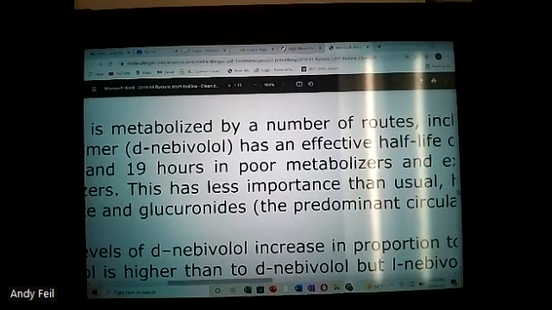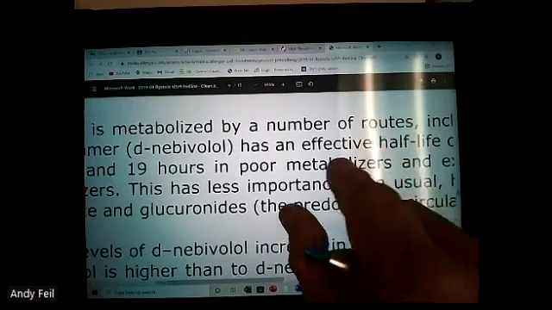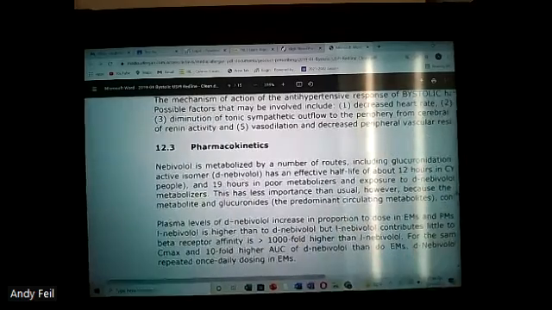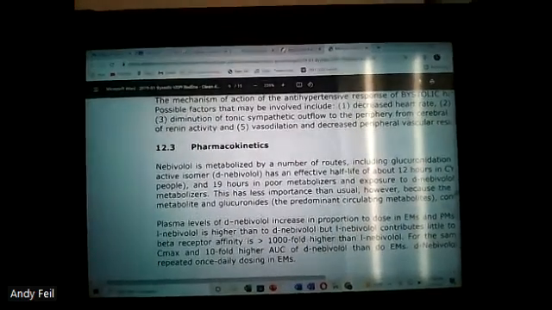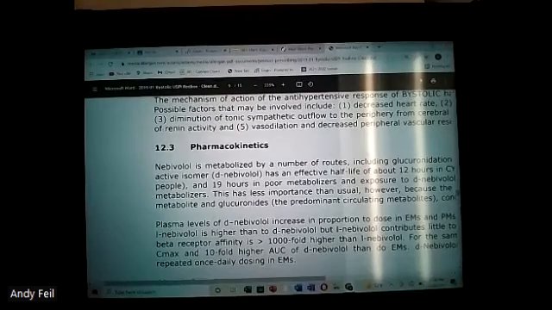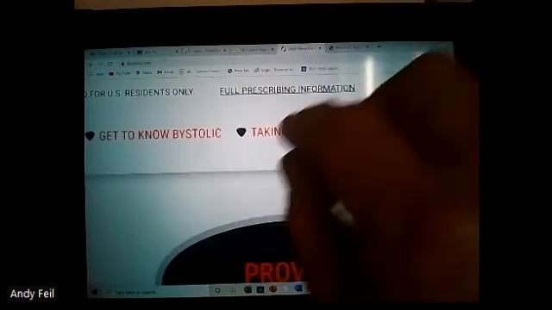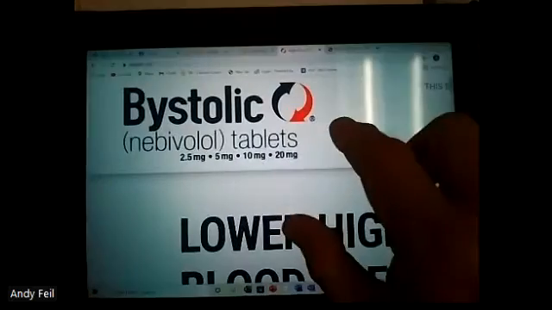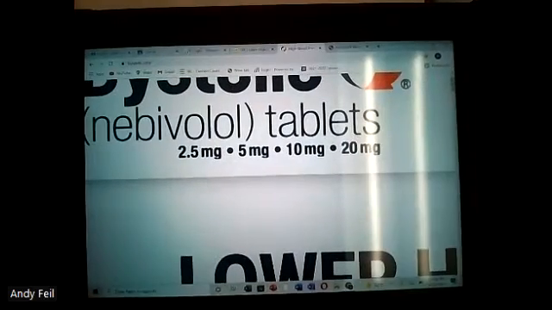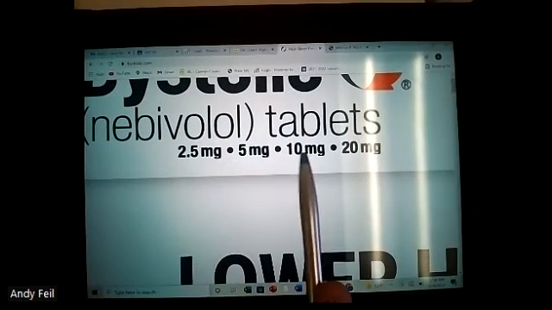Because don't you have some friends that can eat pizza all day long and they stay skinny the whole time? And you look at one cupcake and you gain 5 pounds, right? So some people metabolize fast, some people metabolize slow. So the half-life of Nebivolol is somewhere between 12 and 19 hours. So write that down in your paper that you got a half-life of 12 to 19 hours. And we learned earlier that Bystolic is dosed in 2.5 milligrams, 5, 10, and 20.